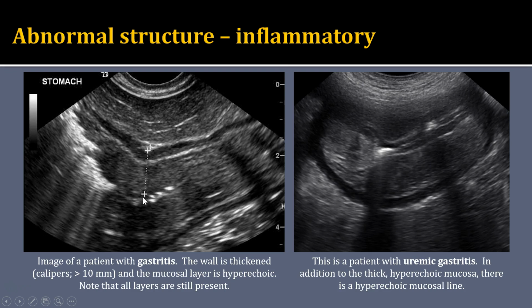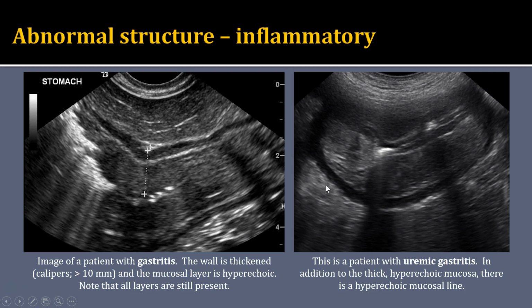It is being measured as greater than 1 centimeter, which is too thick. Remember, we talked about approximately 5 millimeters for a dog for the gastric wall. I can still see layering. I can see mucosa, submucosa, muscularis, and serosa. However, this mucosa is disproportionately thickened and hyperechoic. The other side of the wall looks very similar as well. So layering present, but too thick, and the mucosa is hyperechoic.